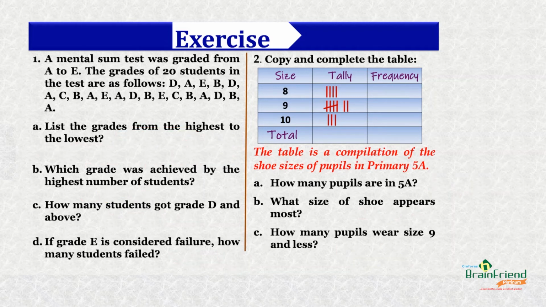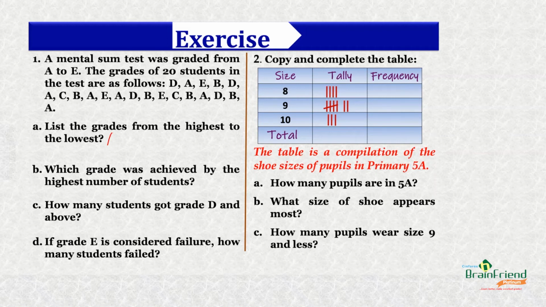I'm sure you are done. Exercise 1 says, a mental sum test was graded from A to E. The grades of 20 students in the test are as follows. We have the list of their grades. Question A says, list the grades from the highest to the lowest.